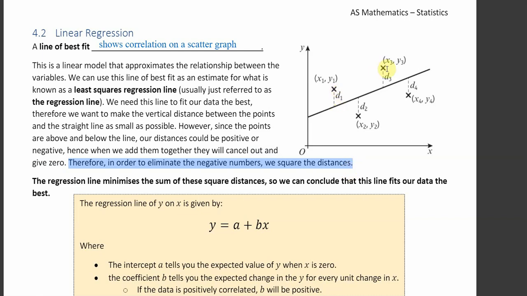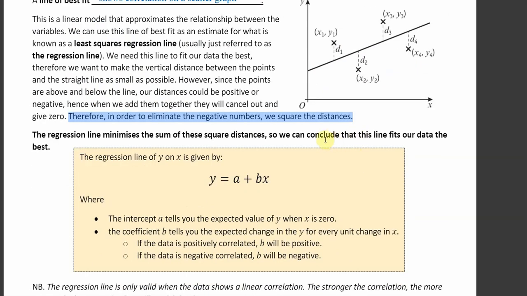So these distances D1, D2, D3 and D4, we square them and then they become positive, or if they are 0, they stay 0. And then we want to minimize those, and that's why it's called the least squares regression line. So the regression line minimizes the sum of the square distances, hence the name least squares regression line. So we can conclude that that line, which in second year maths you'll see how to get the calculator to work out this equation for you, fits our data the best. So regression line y on x is given by y equals a plus bx.